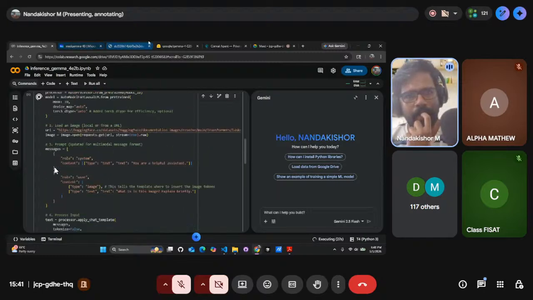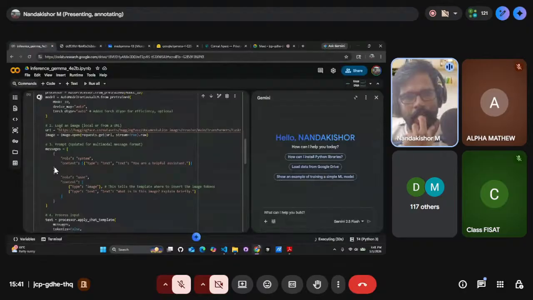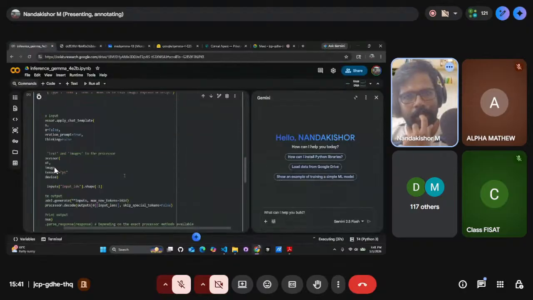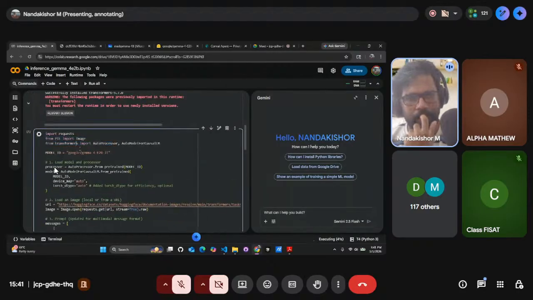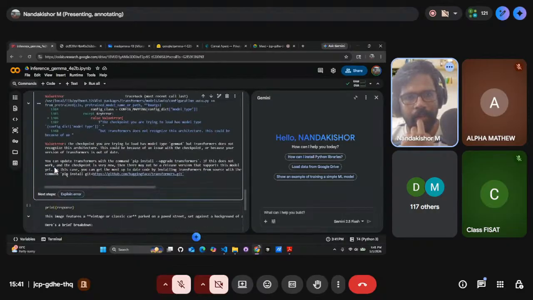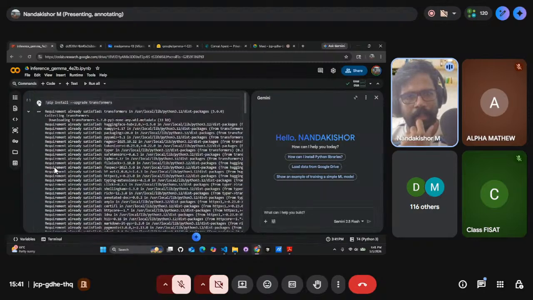So we are looking at this image, a vintage car. That's this image, right? And we are asking it to get the answers. So the first part is obviously you have the model ID. You add a request to download the image. PIL means the Pillow package. Okay, we need to upgrade the transformers.